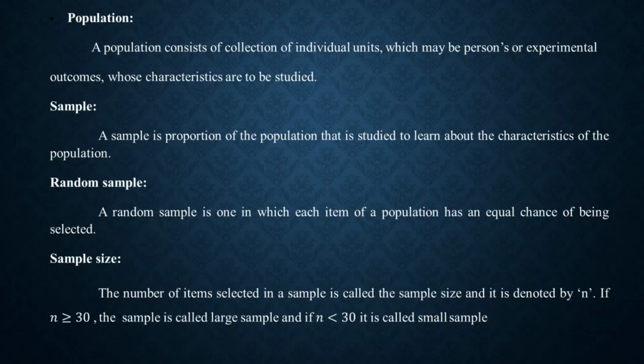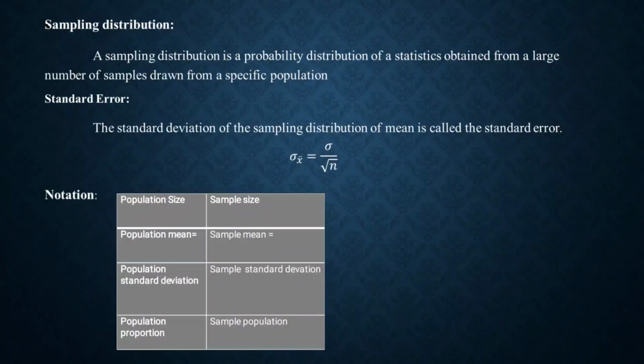Next, random sample. A random sample is one in which each item of a population has an equal chance of being selected. Next one is sample size. The number of items selected in a sample is called sample size and is denoted by n. If n is at least 30, then the sample is called a large sample, and if n is at most 30, then it is called a small sample.